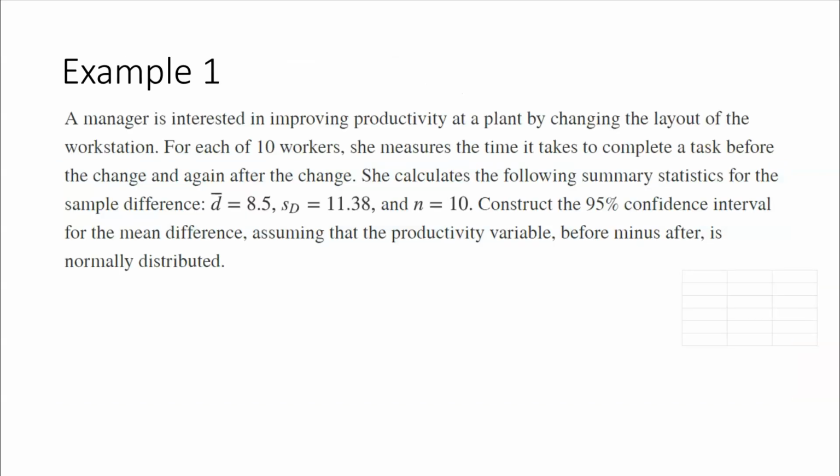So a manager is interested in improving productivity at a plant by changing the layout of the workstation. For each of the 10 workers, she measures the time it takes to complete a task before the change and again after the change. So before and after, these are matched pairs. She calculates the following summary statistics for the sample differences. So we've got a mean, standard deviation, and the number of trials. Construct the 95% confidence interval for the mean difference, assuming that the productivity variable before minus after is normally distributed.